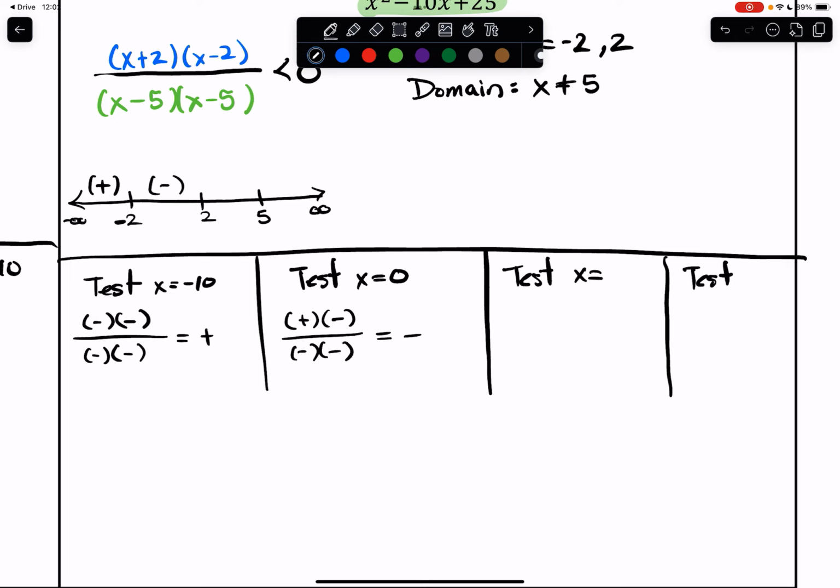And now let's test x equals positive 3. We could do 3 or 4. Let's do 3. 3 plus 2 is positive. 3 minus 2 is positive. 3 minus 5 is negative. And well, again, 3 minus 5 again is negative. An even number of negatives, so that is going to be positive.